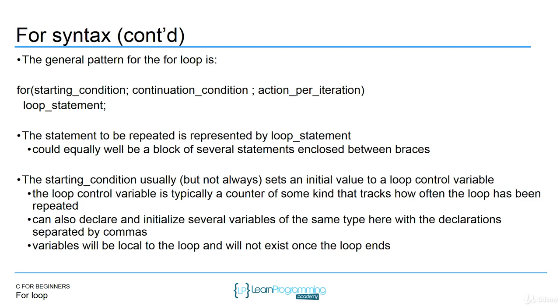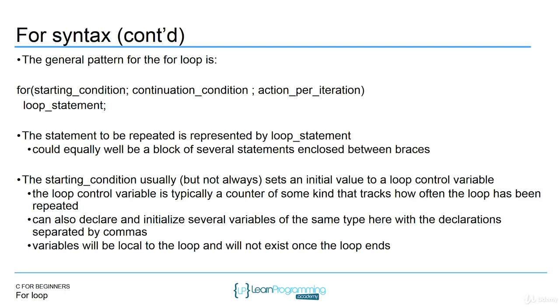That's the variable that you're going to start looking at each iteration. So the loop control variable is typically a counter of some type. Not always, again, I want to emphasize that. It doesn't have to be, but a lot of times in a for loop it's a counter. And it tracks how often the loop has been repeated. That's what this starting condition and the loop control variable is doing.